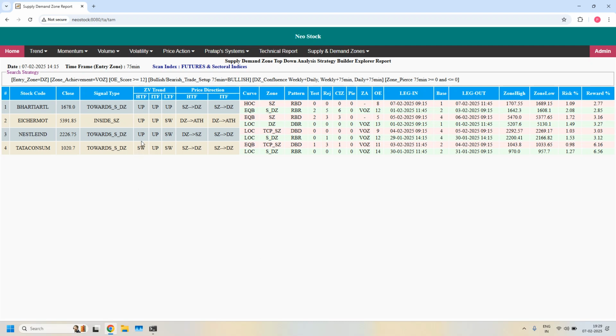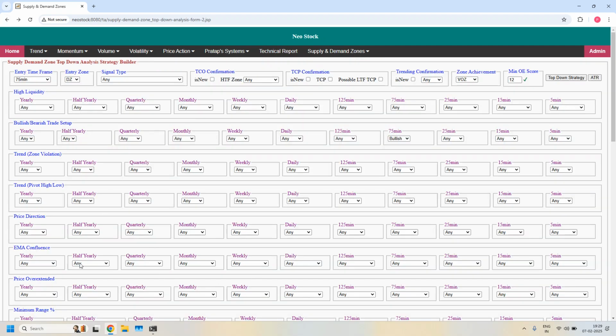In the remaining first 3 stocks, if any of them have a weekly demand zone with weekly EMA confluence, then those stocks are even higher probability trade setups for success. Let's verify. In the EMA confluence, weekly time frame, the weekly demand zone with weekly EMA confluence filter is enabled, and the trend on weekly should be uptrend, not sideways. Why up? Because it is a bullish trade setup.